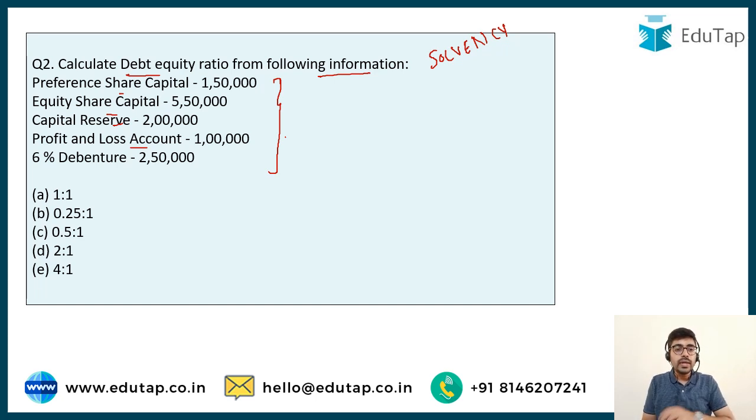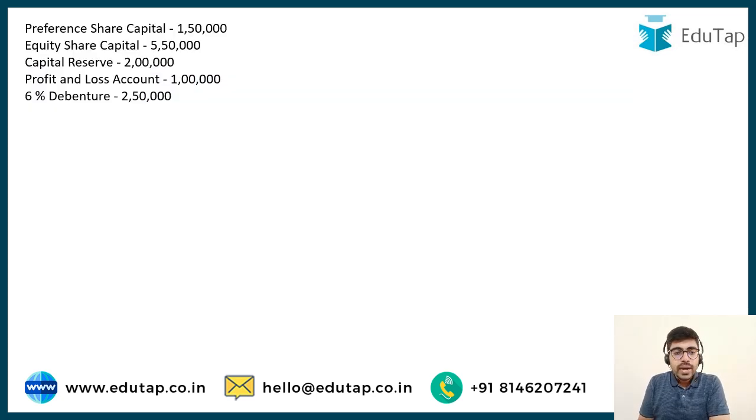So we have already discussed the formula. You guys should go ahead and try to attempt this one first before moving on to the solution of this question. So let's try to solve this particular problem. The debt equity ratio, the first thing is to remember the formula. The formula is long-term borrowings, long-term funds, divided by shareholder funds.